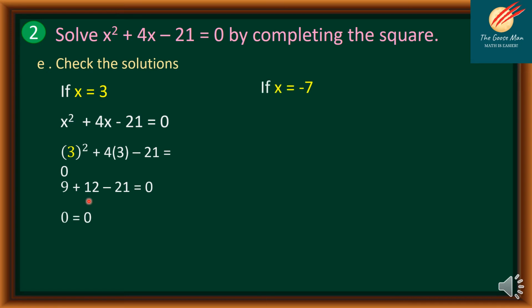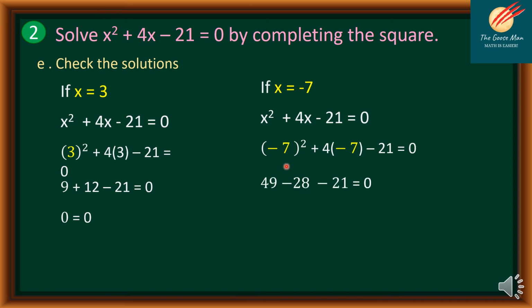On the other hand, if x is equal to negative 7, again, substitute negative 7 to the original equation. So I have negative 7 squared plus 4 times negative 7 minus 21. So take note that negative 7 squared is equal to 49. Then we have 4 times negative 7 is negative 28, minus 21 is equal to 0. So 49 minus 28 is equal to 21, minus 21 equals 0. So therefore, we can say that the values of x is equal to 3, or x is equal to negative 7.